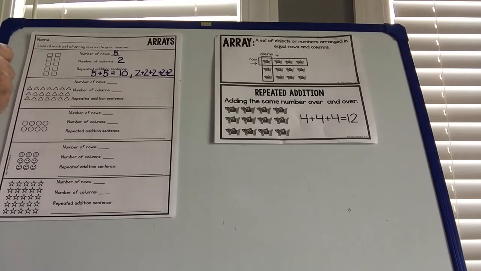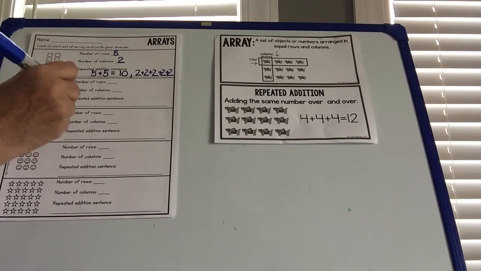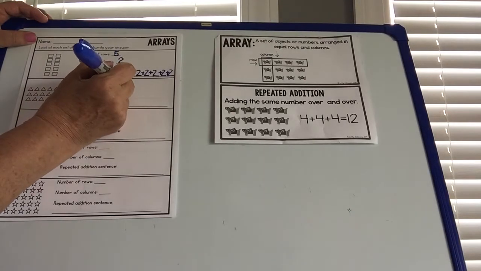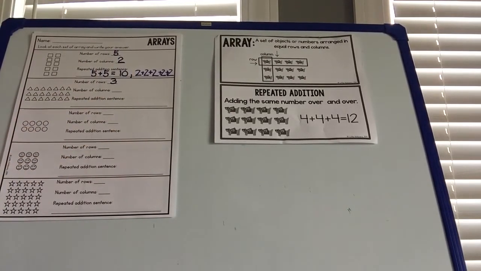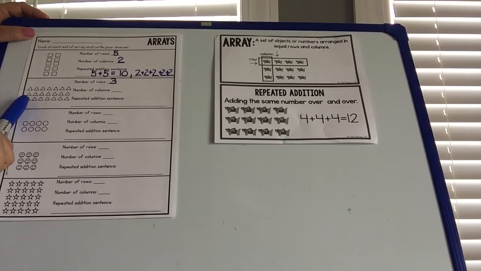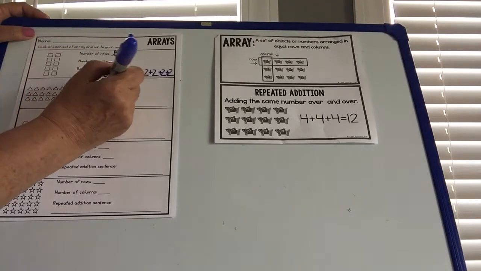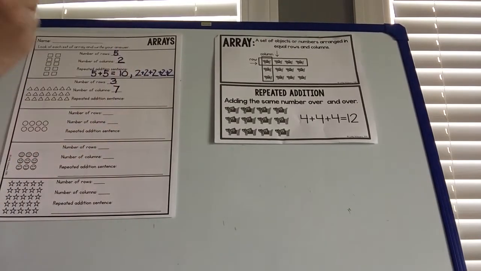We have our triangles. How many rows do we have? Remember, the rows are horizontal. How many rows? 1, 2, 3. 3 rows. How many columns do you see? Let's count them together. 1, 2, 3, 4, 5, 6, 7 columns. All right, 3 rows and 7 columns. What is our repeated addition sentence going to look like?